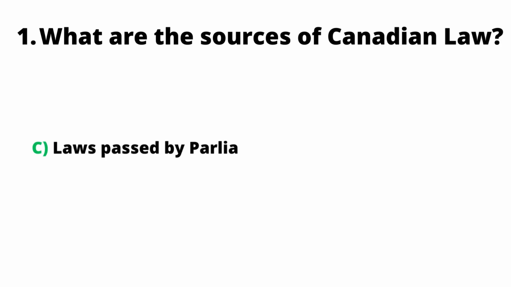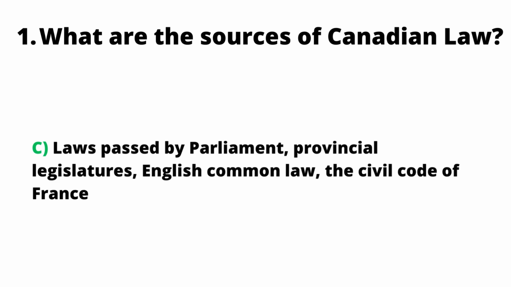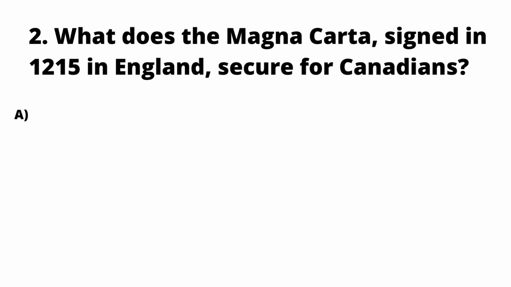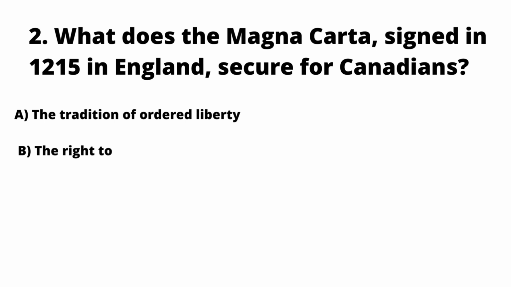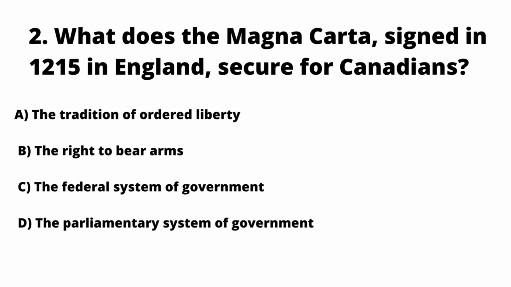C. Laws passed by Parliament, provincial legislatures, English common law, the Civil Code of France, and the unwritten Constitution from Great Britain. What does the Magna Carta, signed in 1215 in England, secure for Canadians? A. The tradition of ordered liberty. B. The right to bear arms. C. The federal system of government. D. The parliamentary system of government.